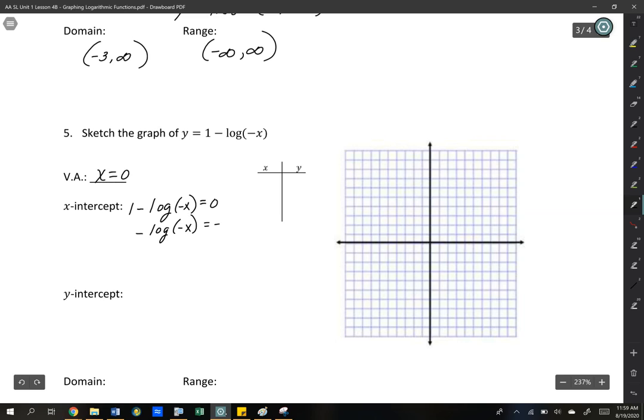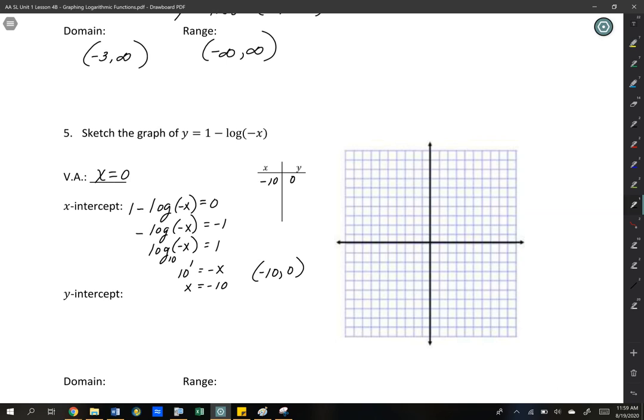Subtract 1 from both sides, and then I'm going to just divide by a -1. And then we're going to put this in exponential form. So 10 to the first equals -x. So x equals -10. So we have an intercept at (-10, 0).